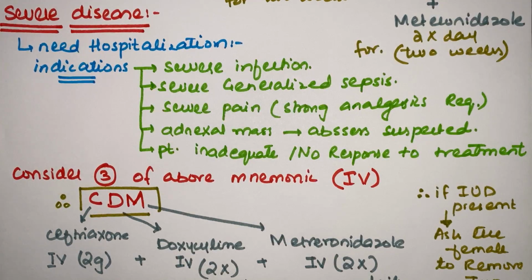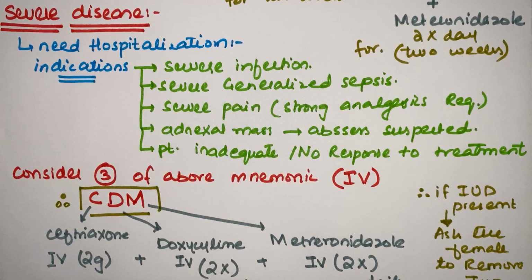Second, pain was the major complaint here. If the patient has severe pain and requires strong analgesics for her treatment, then we will hospitalize her. Fourthly, if the treatment I am already giving the patient is not responding adequately or not responding at all, then we will hospitalize the patient to switch to the severe regimen. And lastly, we talked about the mass being a problem here. If the mass has now developed an abscess, or we suspect an abscess may develop within it, even then we hospitalize the patient.